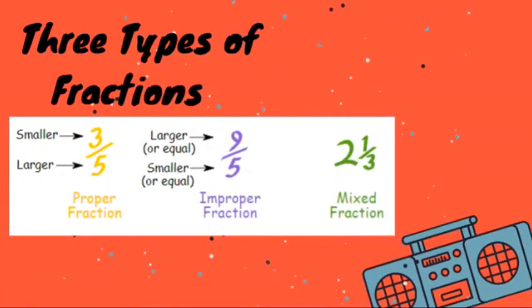Before continuing with your lesson, we can conclude that there are 3 types of fraction. First, a proper fraction, where the numerator is smaller than the denominator. Second, an improper fraction, where the numerator is bigger than the denominator. Third, a mixed number, where it is a combination of a whole number and a proper fraction. So I hope now you already know how to identify each type of fraction.